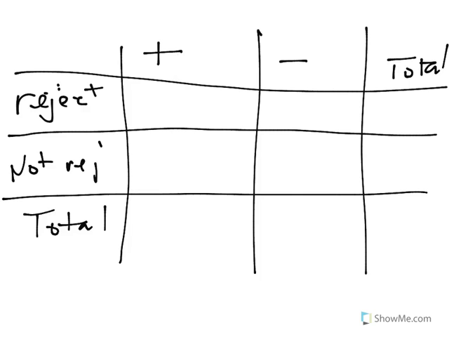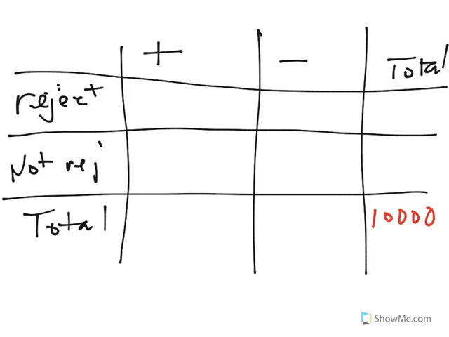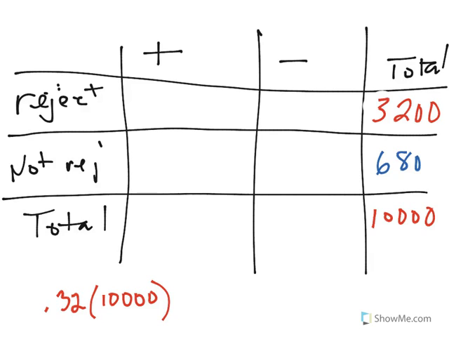Okay. So it tells us to use 10,000 as our total. If you go back, it says 32% of bodies will reject the new tail. So we'll reject 32%. So for this spot here, we'll take our 32% times 10,000, and that will give us 3,200. So then to find our not rejection total, 10,000 minus 3,200 gives us 6,800. Now we at least have our totals.